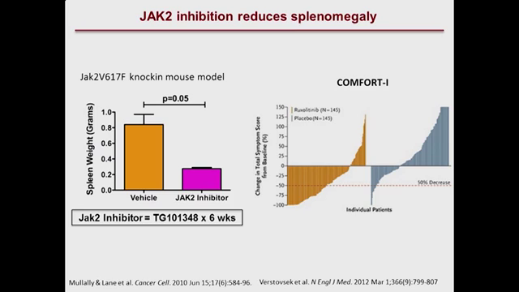This is the COMFORT trial, which compared ruxolitinib, which is the current only FDA-approved JAK inhibitor. It's approved for myelofibrosis and PV patients that are resistant to hydroxyurea. And as you can see here, patients who are treated with ruxolitinib as compared with placebo develop significant reductions in splenomegaly. These occur early and are generally sustained and occur in the majority of patients.